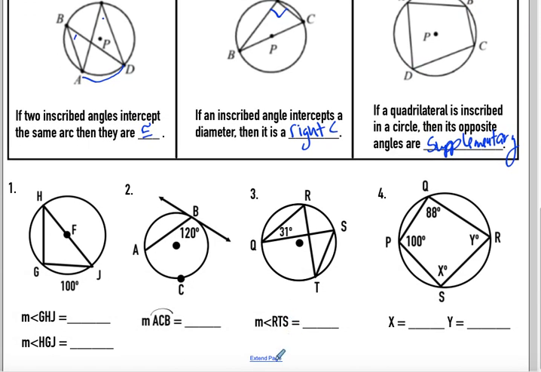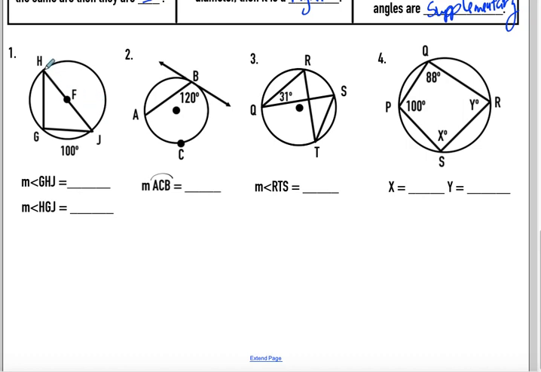Here are some example problems. You can see here that HJ is a diameter. That makes this angle a 90-degree angle. We also have the angle with vertex at H intercepting this arc from G to J, which is marked as 100. That means that this angle is half of that, making it 50 degrees. So GHJ is 50 degrees and HGJ is 90 degrees.